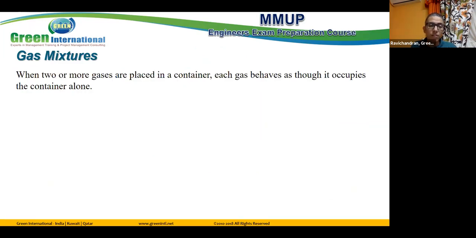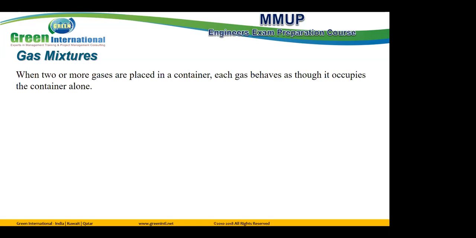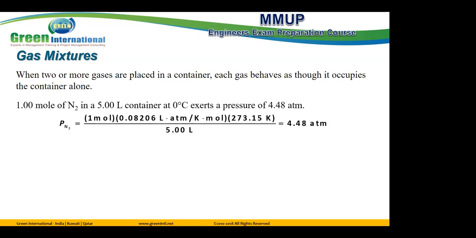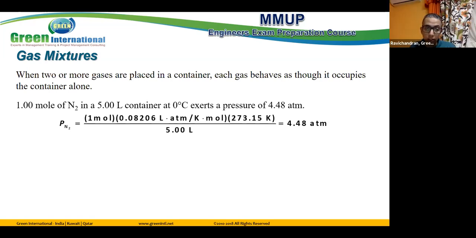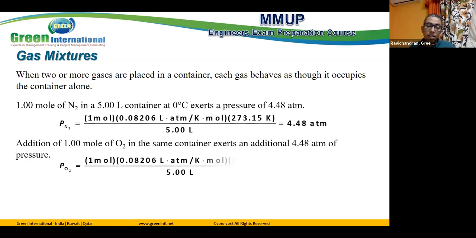Here this directly applies for gas mixtures. You remember gas mixtures? Dalton's law. The total pressure is equal to the sum of the partial pressures of each gas. Correct? This is the partial pressure for nitrogen, which is equal to 4.48, and this is the partial pressure for oxygen, which is 4.48, the same because it's the same value here. Apply, and you get the same final answer.